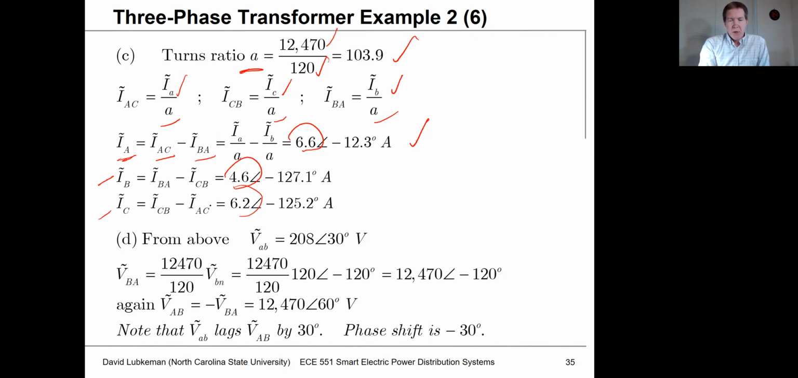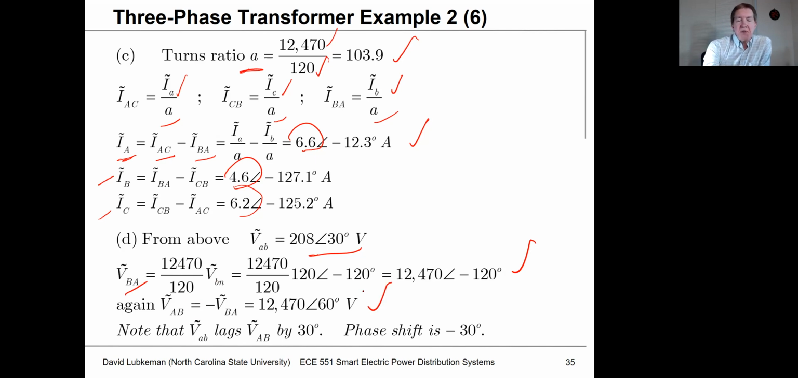Now, if VAB is 208 at 30 degrees, then I could also use the actual turns ratio to translate these values to the high side. I get VBA, which is going to be the actual turns ratio times VBN, because I get a value right here. VAB is going to be minus VBA.